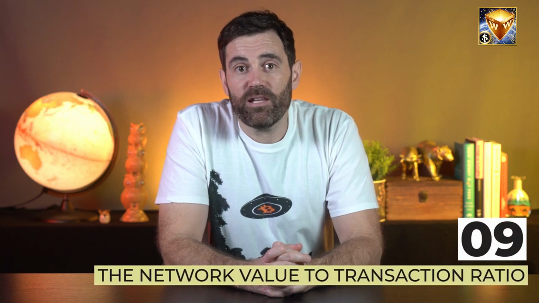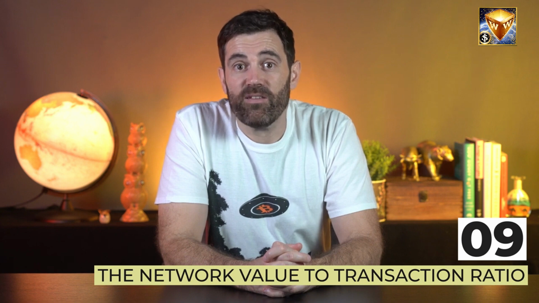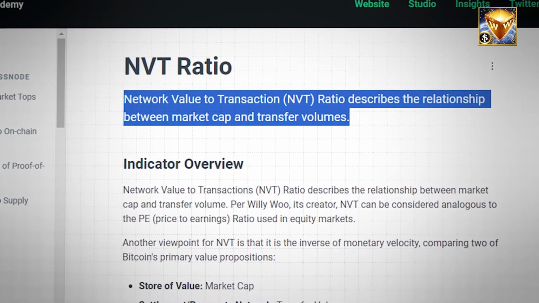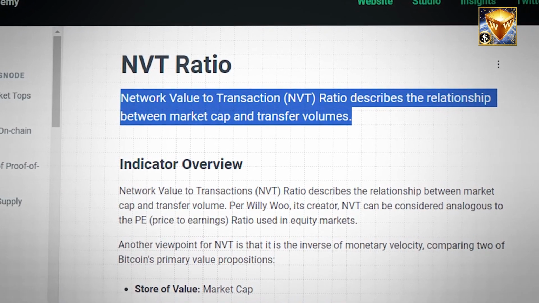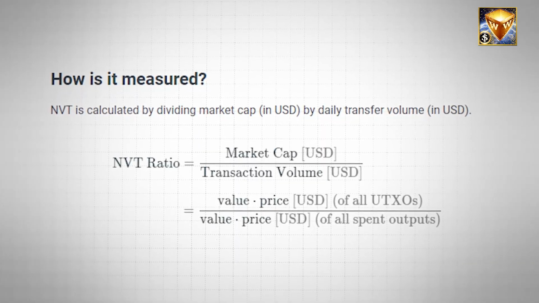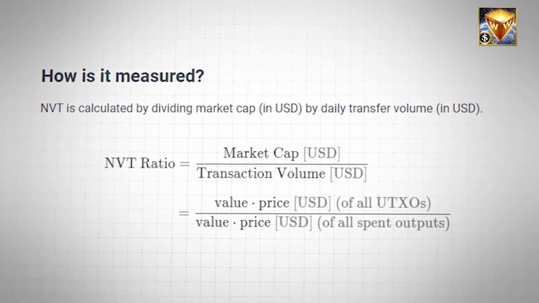The network value to transaction ratio, or NVT, is essentially the financial pulse check for cryptocurrencies, acting as a gauge for whether a digital currency is potentially overvalued or undervalued. To determine the NVT, you take the entire market cap of a cryptocurrency and then divide that hefty sum by the daily dollar amount of transactions flowing through the network. The NVT is easy to track on sites like Glassnode and Coinmetrics.